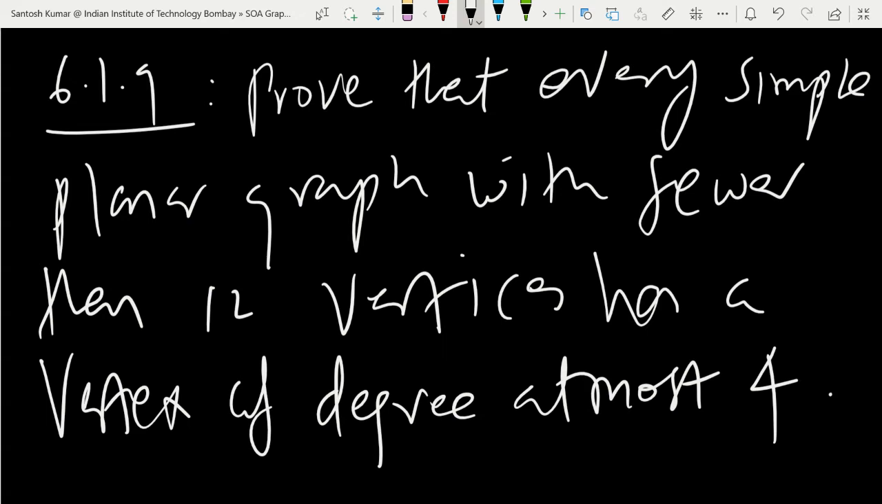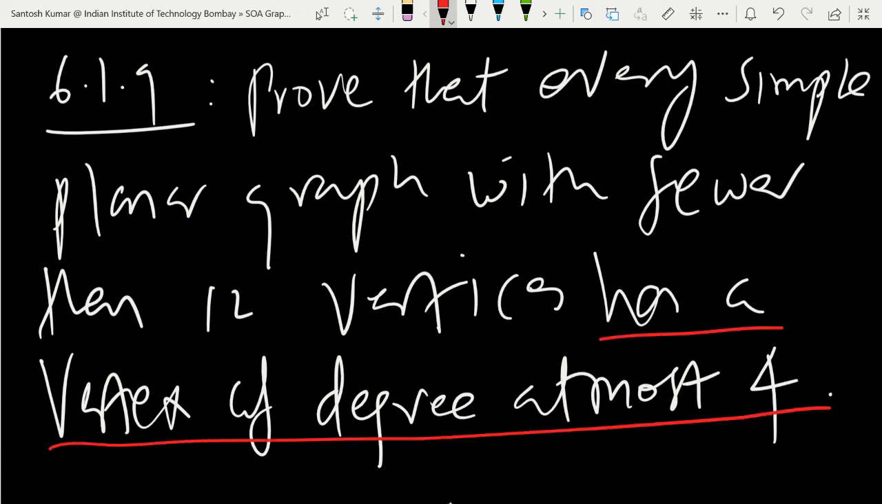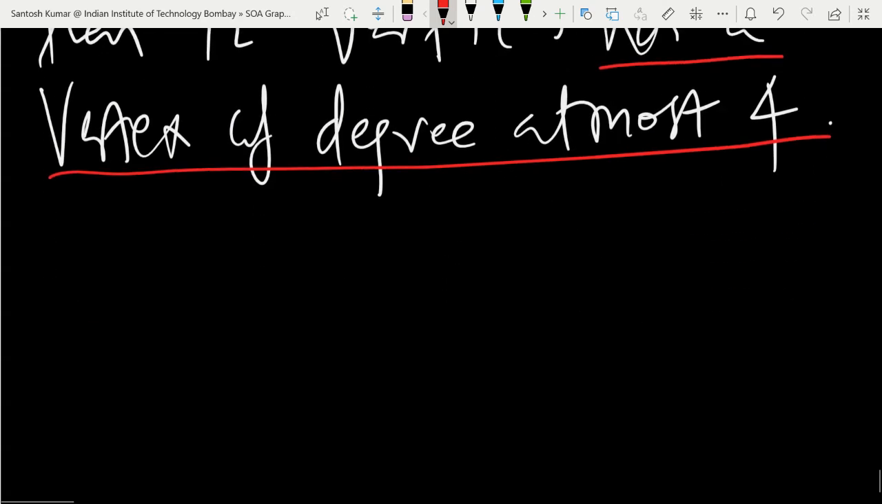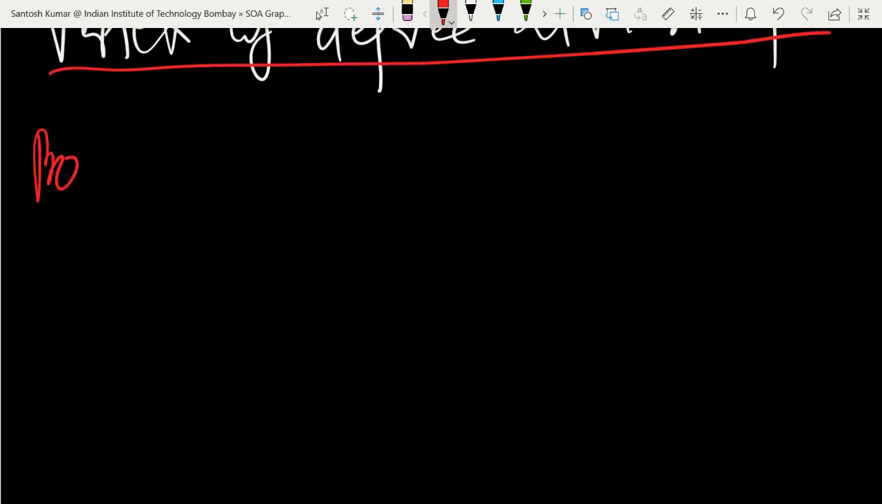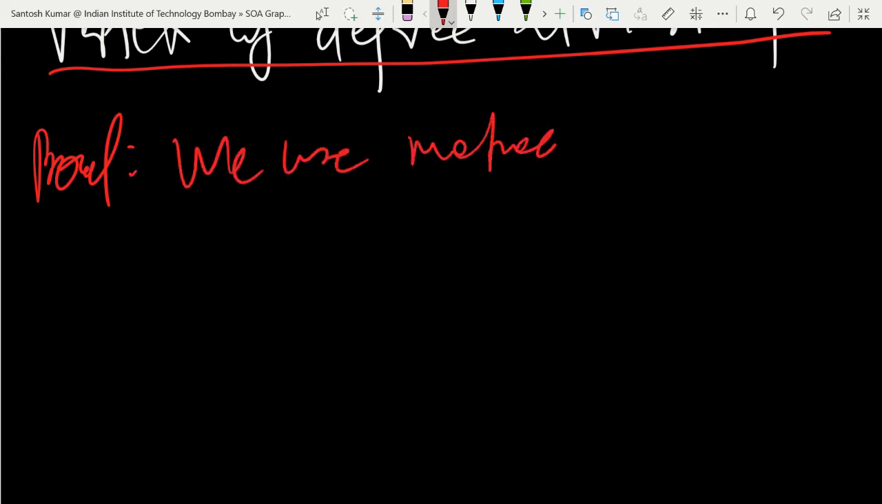So how will you approach this? Again we'll use the contradiction method. We have to prove that there is a vertex of degree at most 4. So I will assume that no vertex has degree at most 4, meaning every vertex has degree at least 5. So, proof: again we use the method of contradiction.